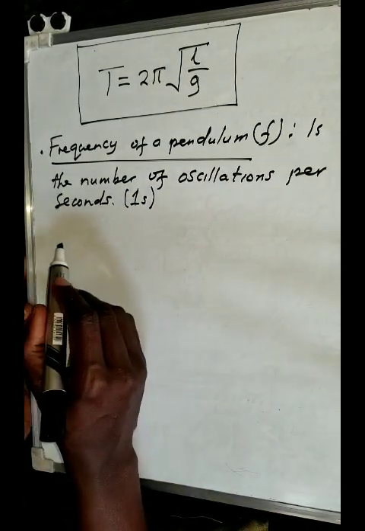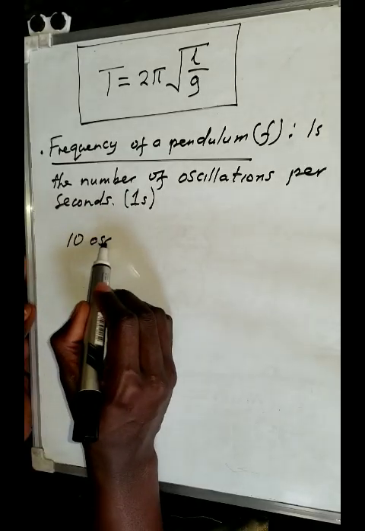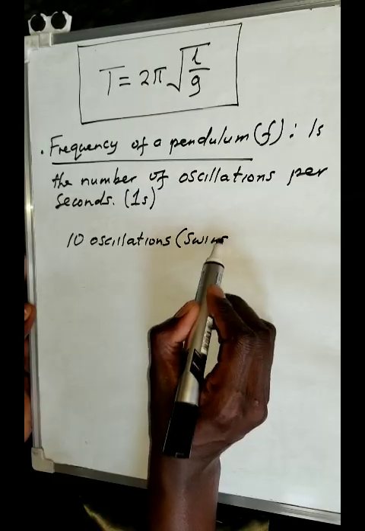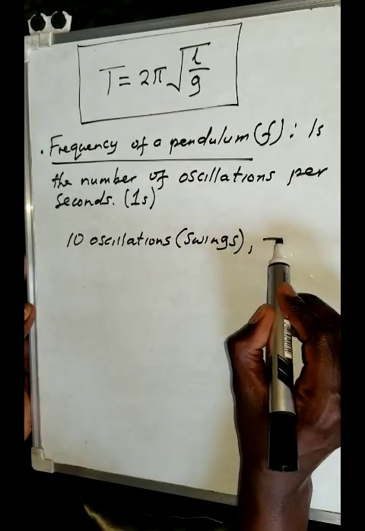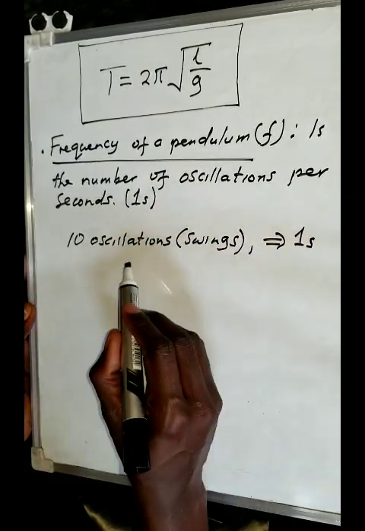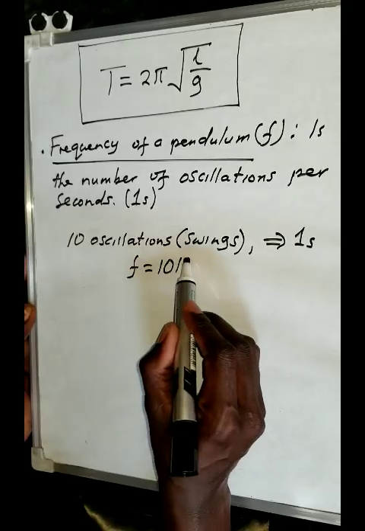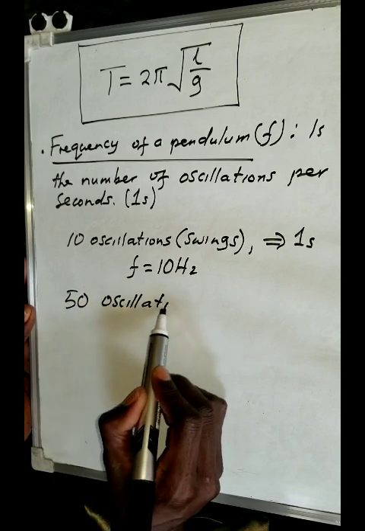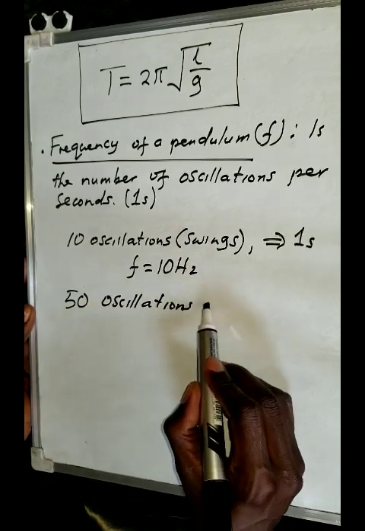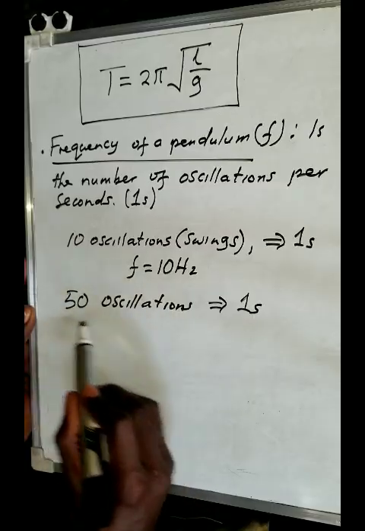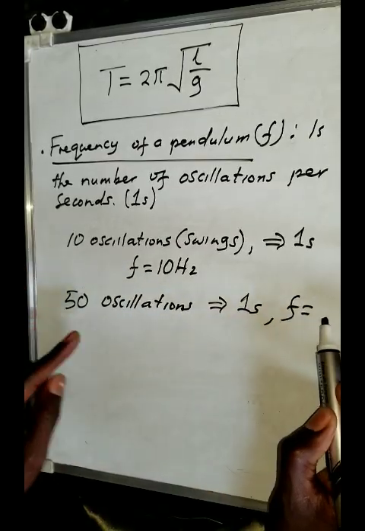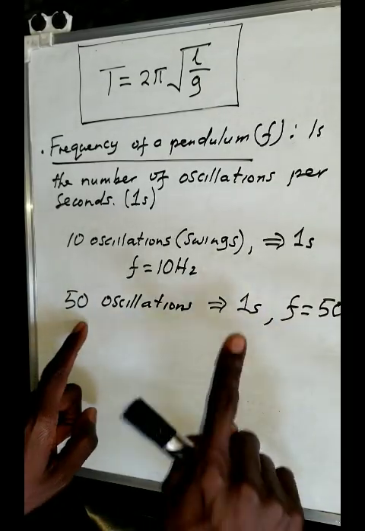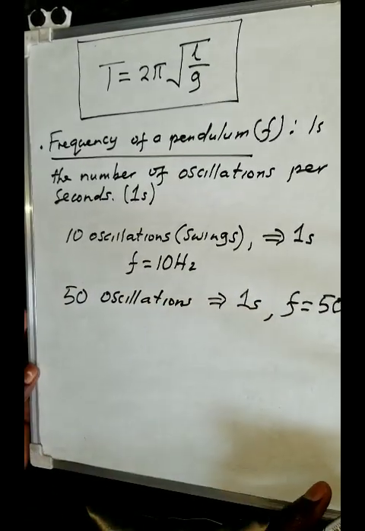For example, if you make 10 oscillations, sometimes called swings, in just 1 second, then it simply means your frequency is equal to 10 Hz. If you make 50 oscillations or swings in just 1 second, you just take the 50 and the Hz. As long as they are being made in 1 second, that is what we call the frequency.